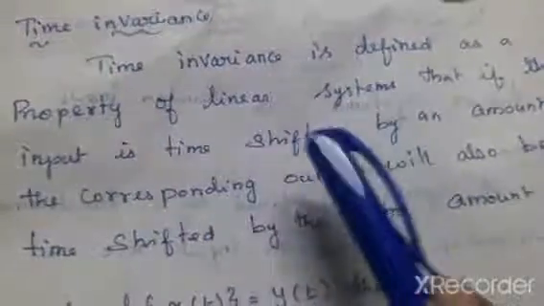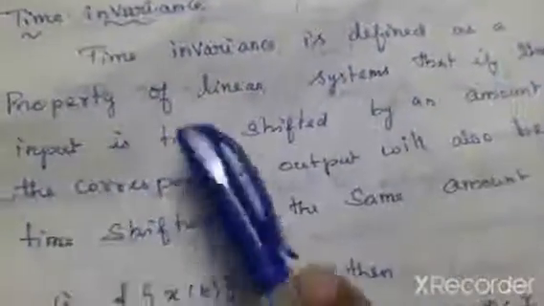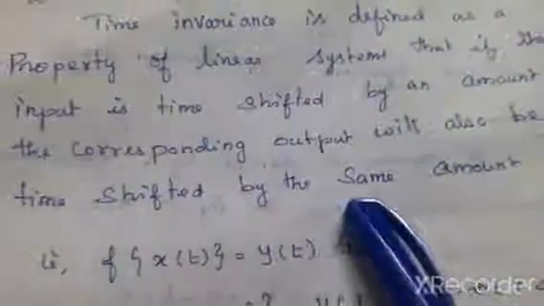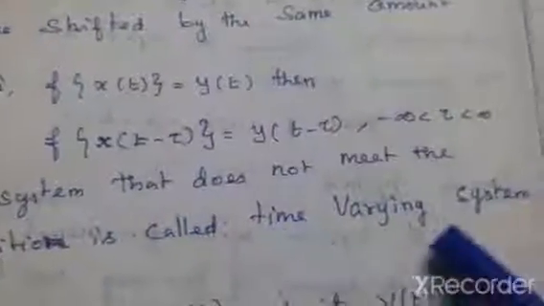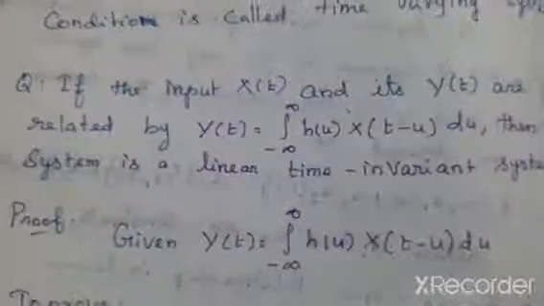Time invariance. Time invariance is defined as a property of a system such that if the input is time shifted by an amount tau, the corresponding output will also be time shifted by the same amount. That is time invariance. F of x of t equal to y of t, then f of x of t minus tau equal to y of t minus tau, for minus infinity less than tau less than infinity. A system that does not meet the condition is called a time varying system.